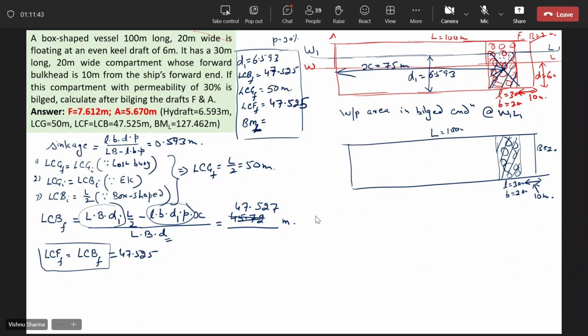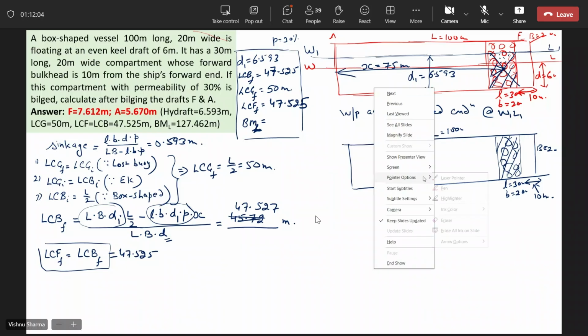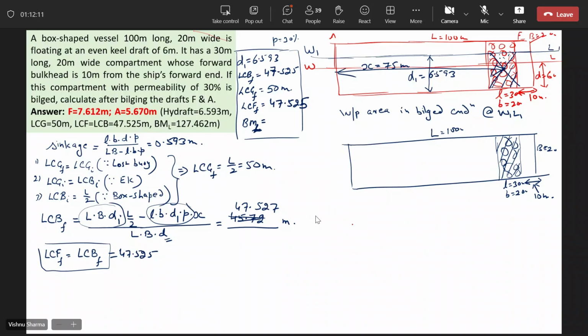But guys, is it always going to be the same? No, it was never the same even in KB. Many a times we had to calculate that also. So we can also calculate LCF. Let me calculate LCF, and I know it will come 47.527 because that is more accurate, but don't worry, 525 is good enough. It's okay. For LCF calculation, we'll take the moment you have done in Simpson's rules. We'll take the moment of the areas about the after perpendicular. So guys, if I have to calculate LCF, my focus has to be on this diagram.